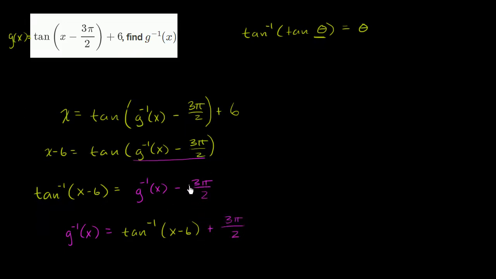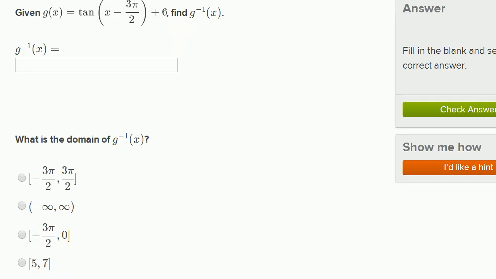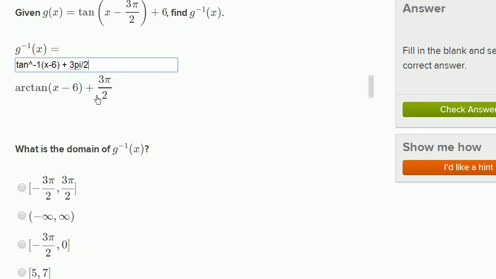So let me actually type that in. Let me see if I can remember it, because I'm about to lose this on my screen. So inverse tangent of x minus 6 plus 3 pi over 2. So let me type this. g inverse of x is going to be the inverse tangent. So I could write it like this: the inverse tangent of x minus 6, and yes, it interpreted it correctly, inverse tangent. You can view that as arctangent of x minus 6 plus 3 pi over 2. And it did interpret it correctly.